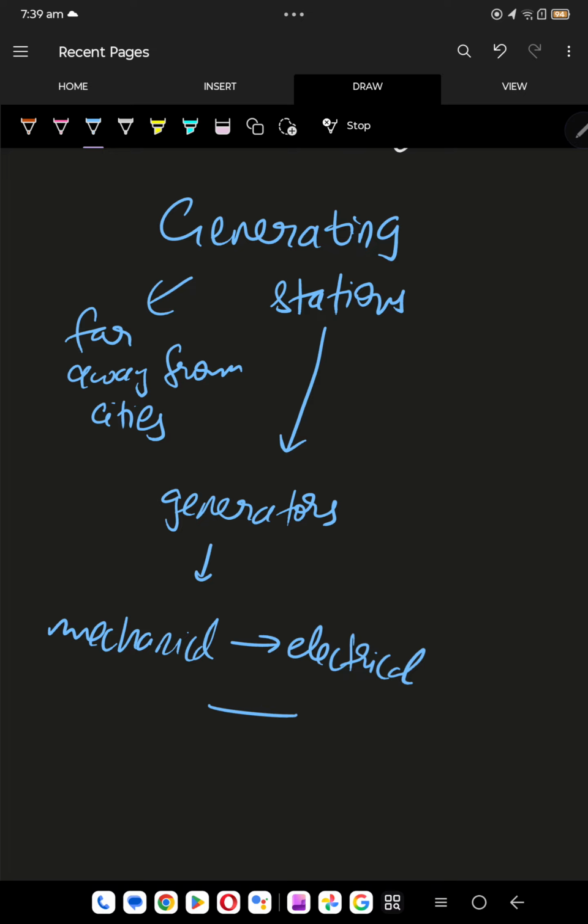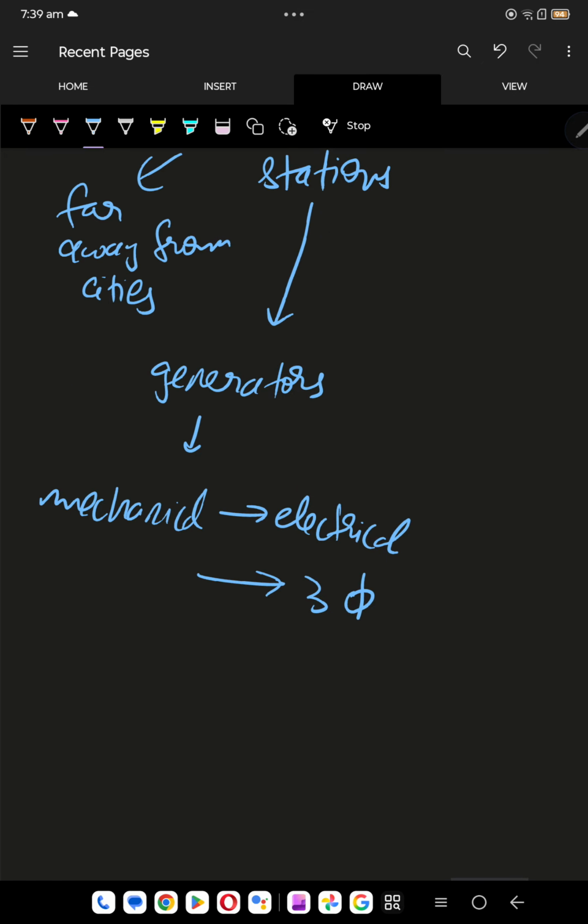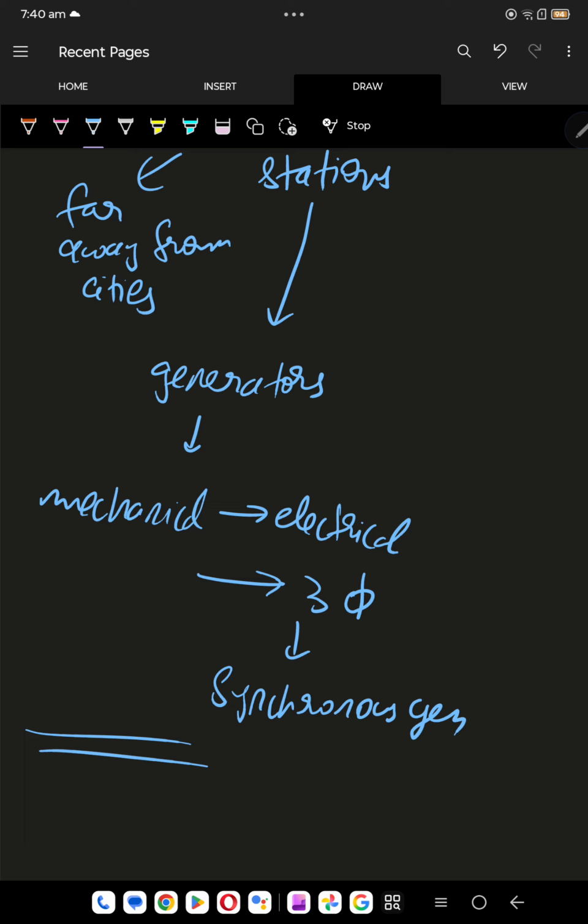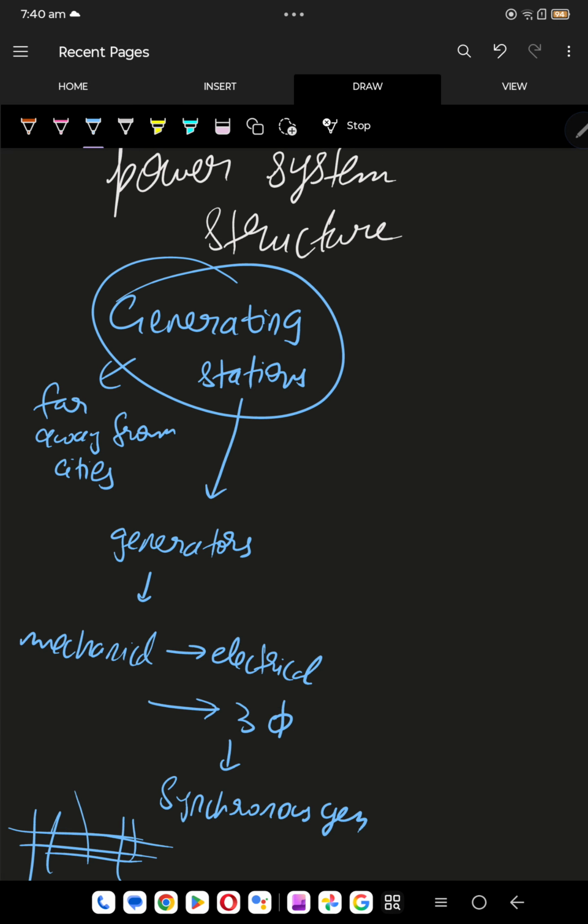If the machinery converts mechanical energy to a three-phase AC supply, then those generators are known as alternators or synchronous generators. If you use only one of these, very little power will come, so they are connected in a series and parallel combination to get the desired output. These generating stations can generate 6.6 kilovolt, 10.5 kilovolt or 11 kilovolt supply.